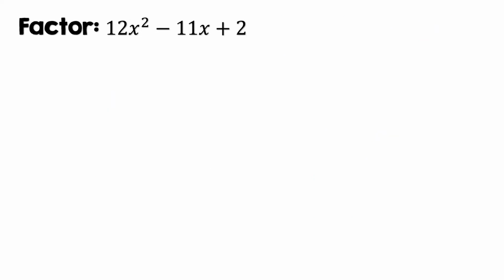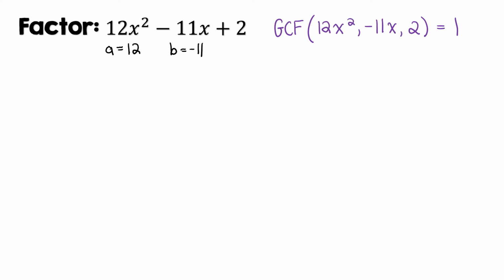Let's factor the expression 12x squared minus 11x plus 2. The first thing you always need to check for is a greatest common factor other than 1. So we need to find the greatest common factor of each term. So between the 12x squared, the negative 11x, and the 2, which is 1. So we don't need to factor out a monomial. We still want to identify a, b, and c though. So a is equal to 12, b is equal to negative 11, and c is equal to 2.